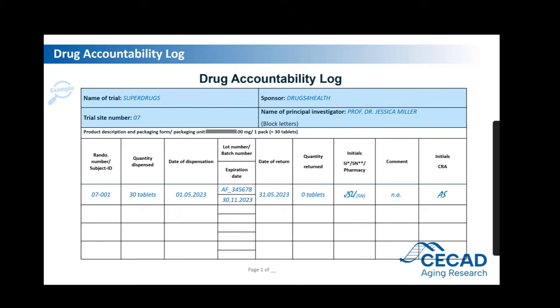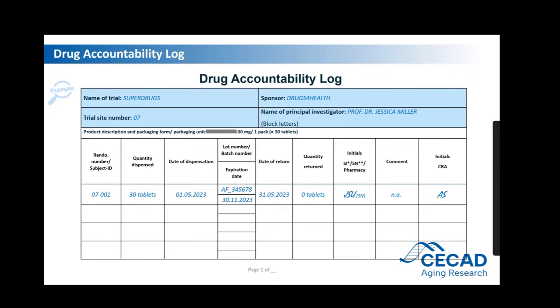You have to sign it. You can comment if there's anything important to say. For example, the patient forgot that they are not allowed to throw them away and discharged like 4 tablets into the bin. So this could be commented here. So it's explained why 4 pills are missing. And as I said, the CRA or monitor will check this accountability and also sign this with initials that this has been checked by them.